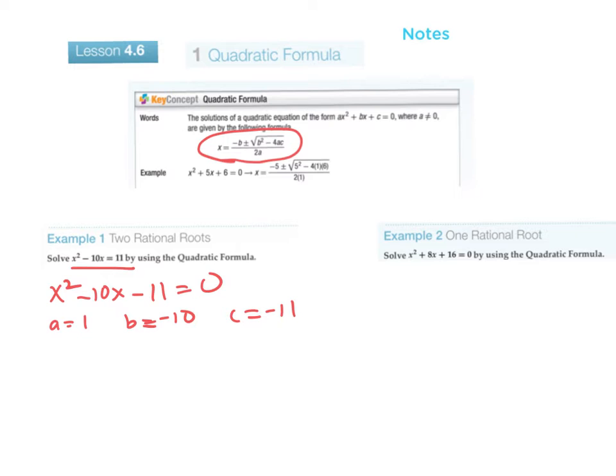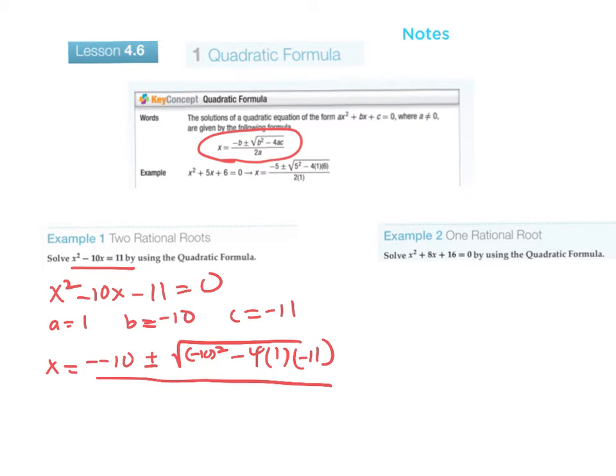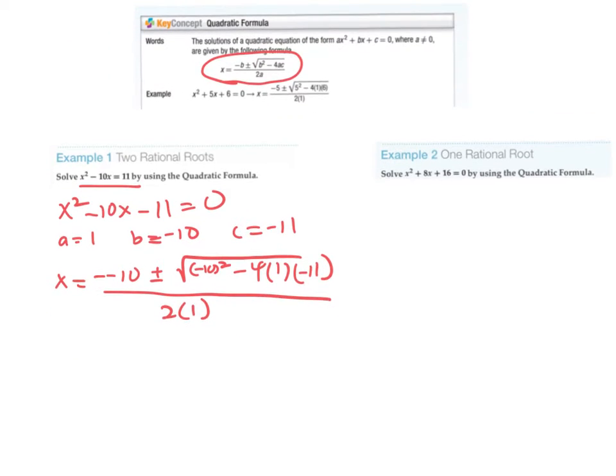So to solve, x equals negative b, so it's the negative of negative 10, plus or minus the square root of b, which is negative 10 squared, minus 4 times a, which is 1, and c, which is negative 11. And that's all going to be divided by 2 times a, which is 1. So if you just take your calculator and go through this problem and clean this up, this is a positive 10.